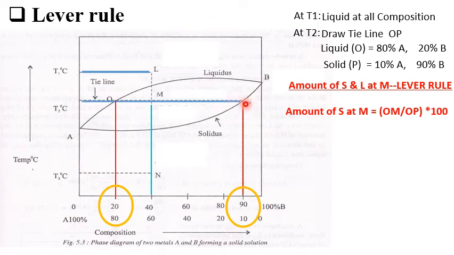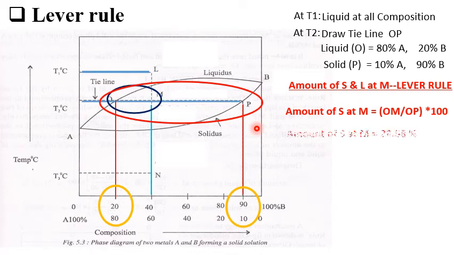So if I stand at P, the length of the opposite arm is OM, divided by the overall length of the arm, that is OP. OM divided by OP. So I want the solid: stand on the solidus line and take the length of the opposite arm divided by the length of the overall arm.